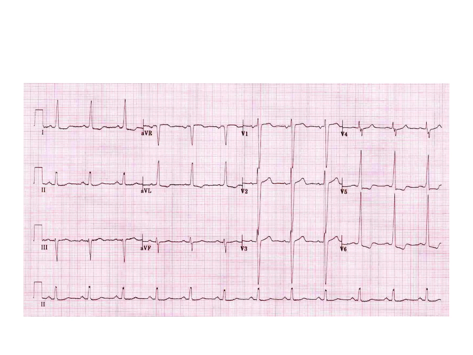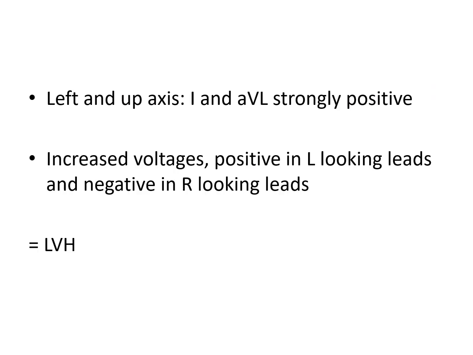But if we look at hypertrophy, we'll see that AVL is bigger than 11 millimeters. We'll see that V6, for example, is bigger than 5 boxes. We'll see that V6 positive deflections added to the negative deflections of V1 adds up to more than 7 millimeters. So we recognize that this is left ventricular hypertrophy. And again, this is the explanation as to the why.